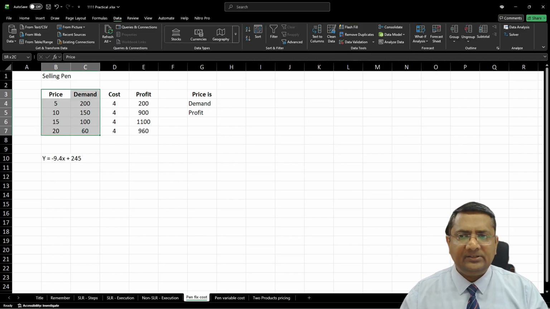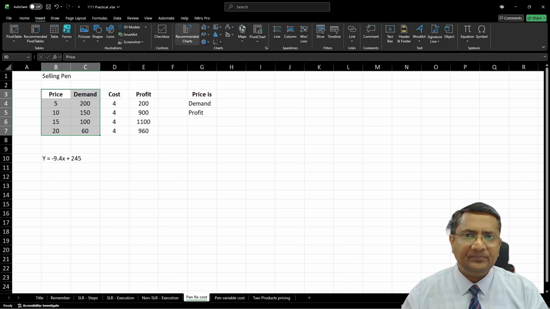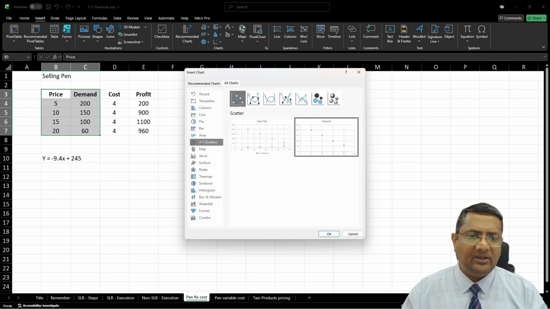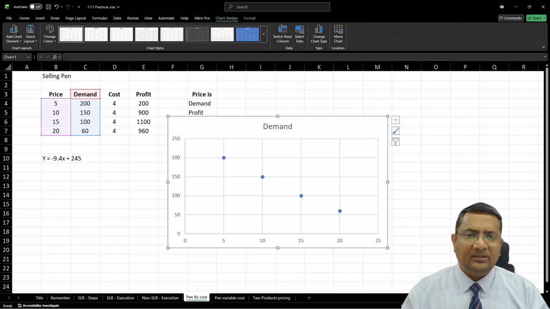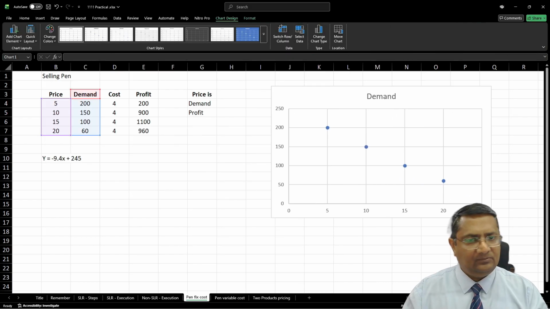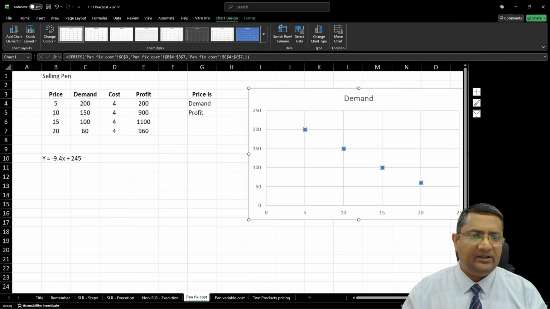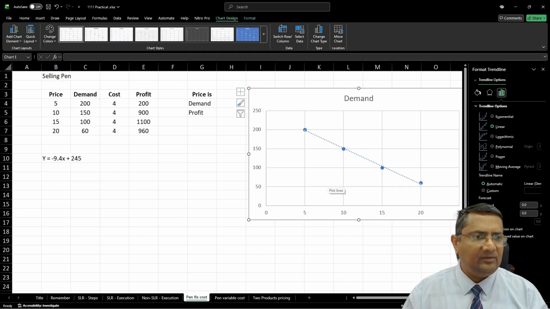First thing first, let's find out the relationship between the price and demand. How we will find out? Insert, go to the chart, all charts, then here we will go to XY scatter plot, demand. Okay, now what next? You know very well now. We have to click on any dot, right click, add a trend line. So a straight line means a linear line is perfect fit here.